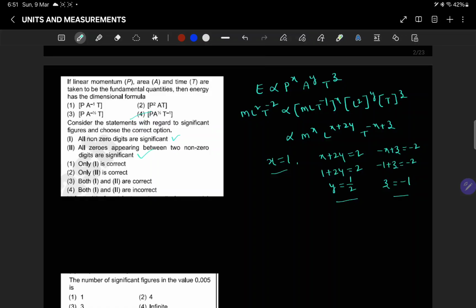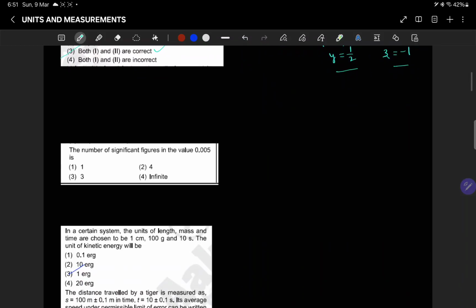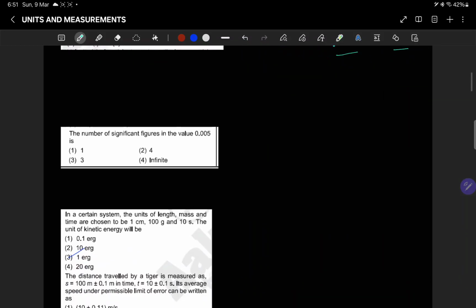So for significant figures, there are 5 rules. Please revise. So now here, these two statements are correct. Both 1 and 2 are correct statements, students. Yes. Next, also an easy question. The number of significant figures in the value 0.05. It is also easy, students.